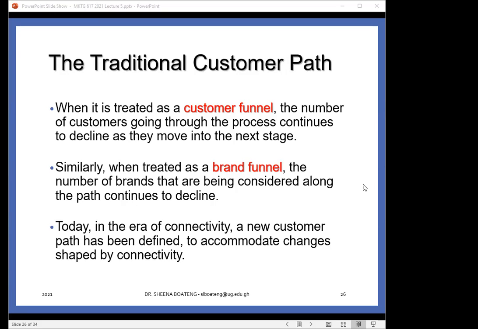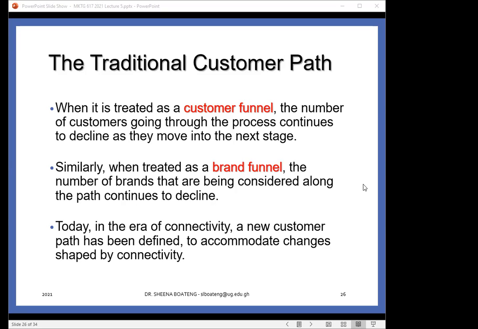So you realize that in the beginning, at the awareness stage, there are so many brands being considered. True or false? True. But it is only a few of these brands that the customer will actually care about enough to have an attitude towards. And of the ones they form an attitude about, it is only about 1 or 2 of these brands that they actually purchase. True or false? True. Good.